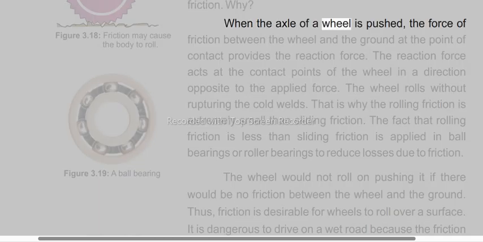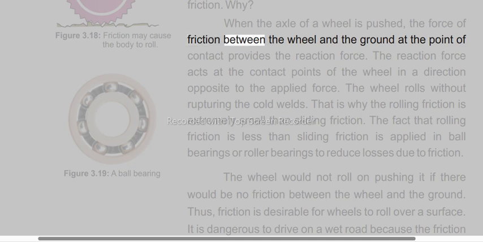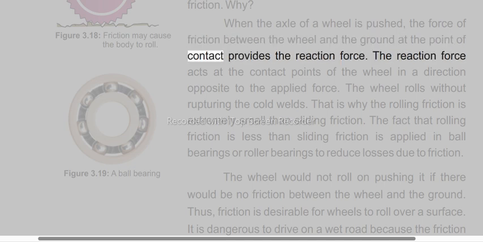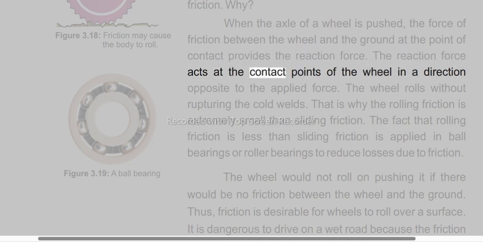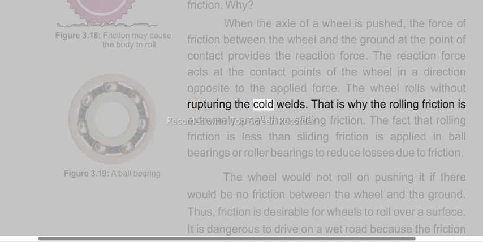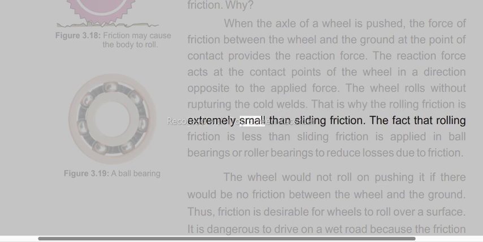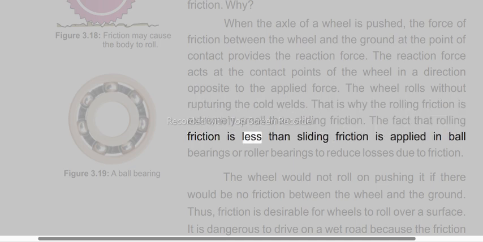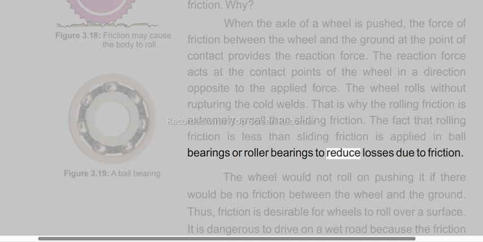When the axle of a wheel is pushed, the force of friction between the wheel and the ground at the point of contact provides the reaction force. The reaction force acts at the contact points of the wheel in a direction opposite to the applied force. The wheel rolls without rupturing the cold welds. That is why the rolling friction is extremely small compared to sliding friction. The fact that rolling friction is less than sliding friction is applied in ball bearings or roller bearings to reduce losses due to friction.